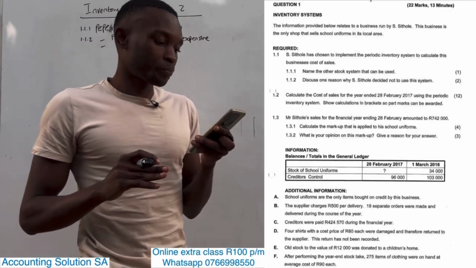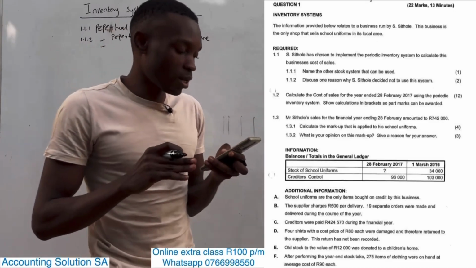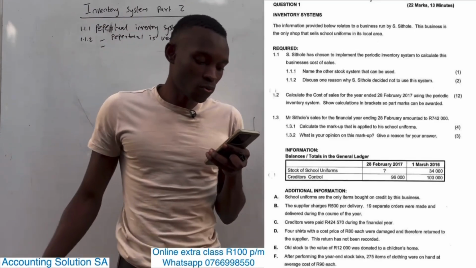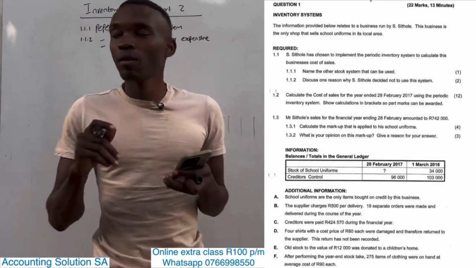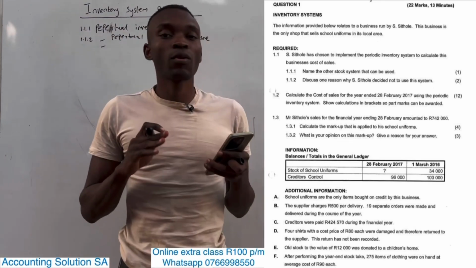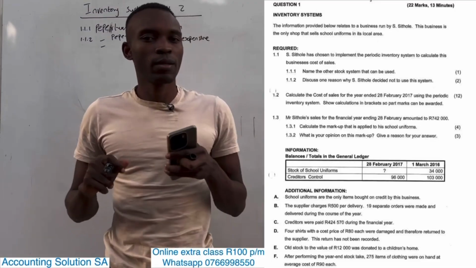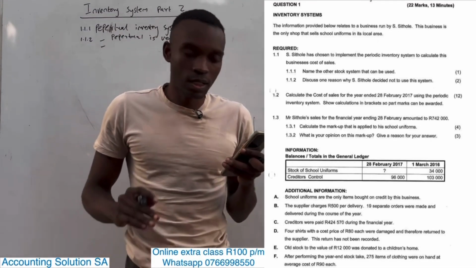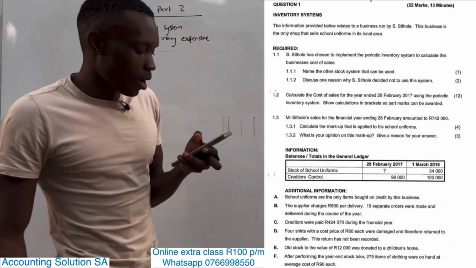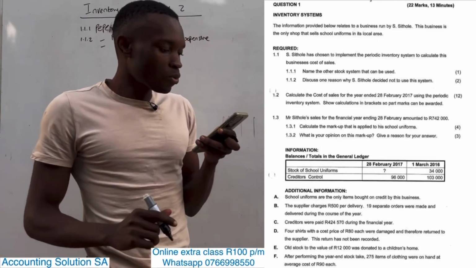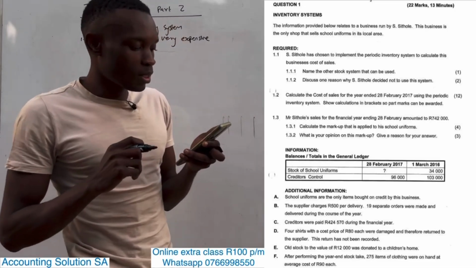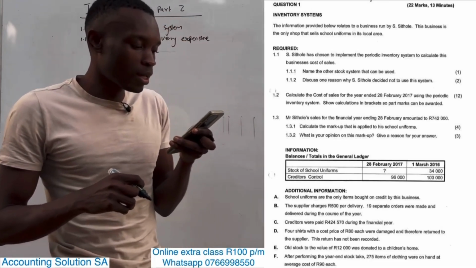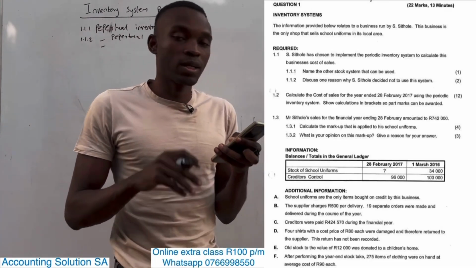And for the reason, they said we have to give only one. You can also say it's more time consuming to record the cost of sales for each transaction. Remember, under perpetual, for each transaction we have to make sure that we record what? The cost of sales. If you don't have a computer, you can't do that manually. It's going to take the whole day. Then the other question: calculate the cost of sales for the year ended 28 February 2017 using the periodic inventory system. Show calculations in brackets as part marks can be awarded. 12 marks.